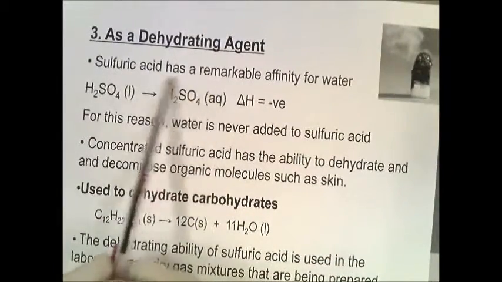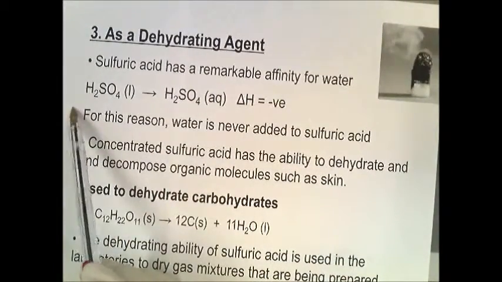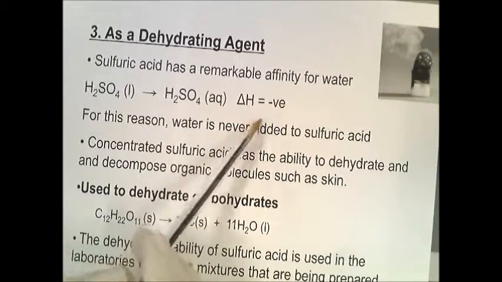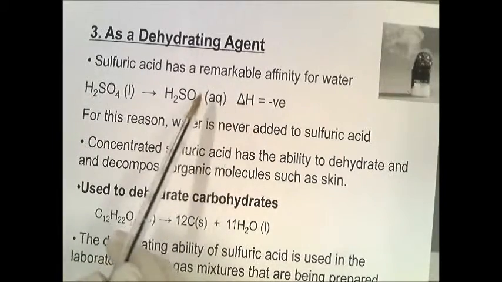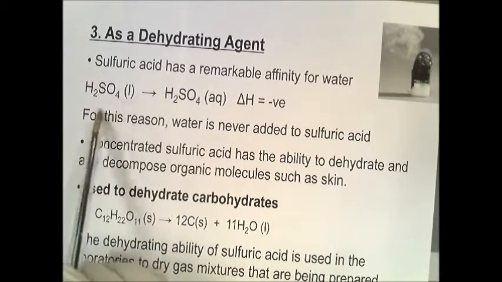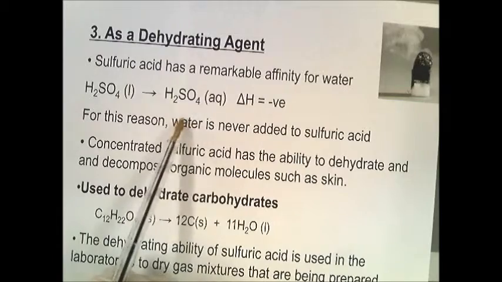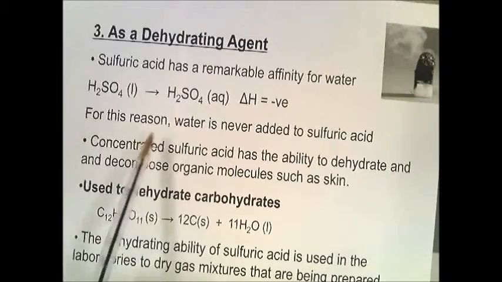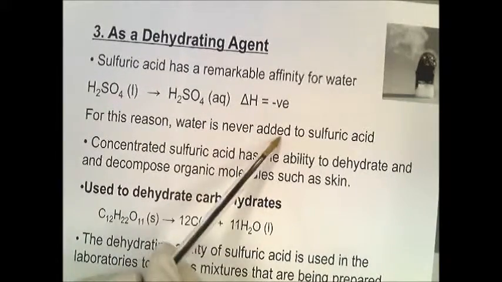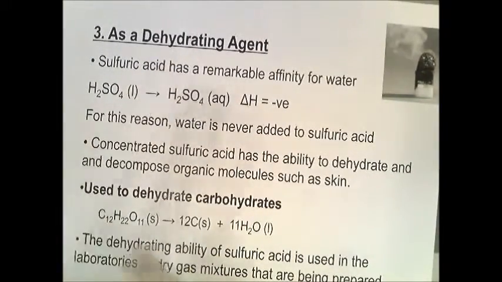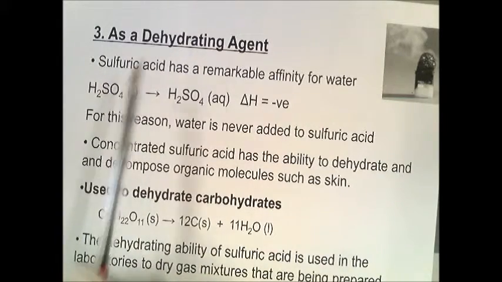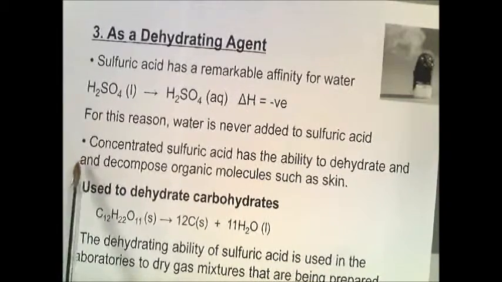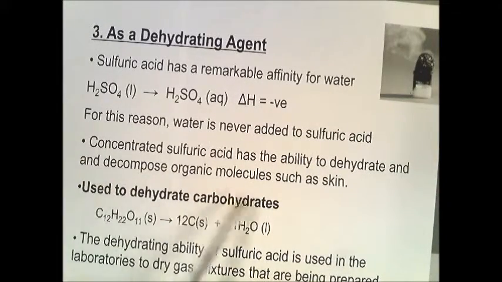So sulfuric acid has a remarkable affinity for water, okay? Basically, when it dissolves in water, it releases a lot of heat, which can be really bad because it can boil the water and spit in your face. That's why we never add water to sulfuric acid, and we add small amounts of sulfuric acid to water, because that water that we add will just go straight into a gas and it can get very dangerous. So it has the ability to dehydrate and decompose organic molecules.